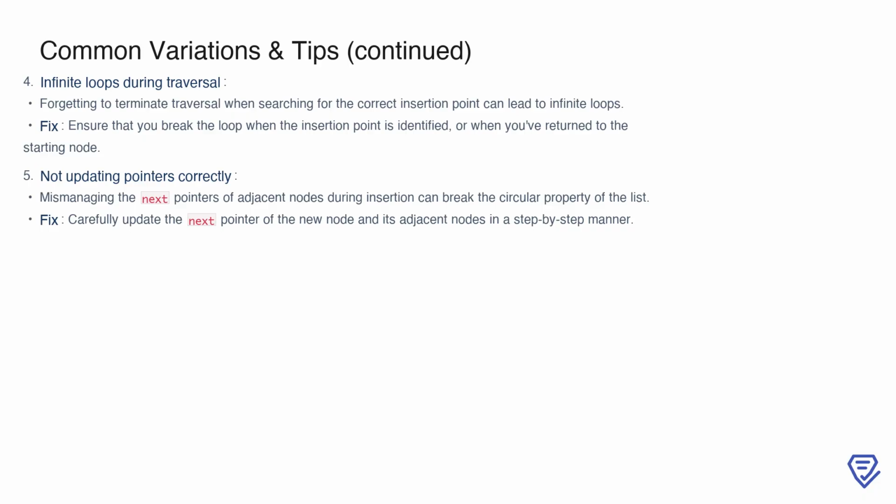There's also the risk of not updating pointers correctly when inserting a new node. Since we're working with a circular structure, any disruption to the next pointers of adjacent nodes can break the entire list. To avoid this, update the next pointer of the new node and the corresponding pointers of its adjacent nodes in a step-by-step and deliberate manner. This minimizes the risk of errors and ensures the circular property of the list remains intact.